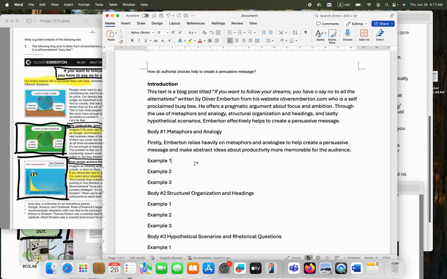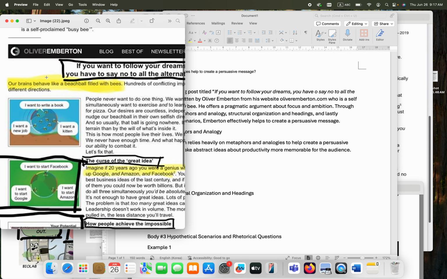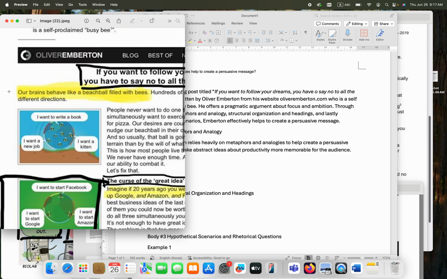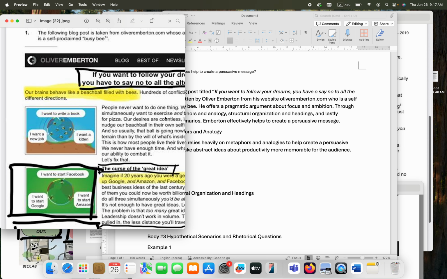So example one would be, if you can see here, this first sentence. Our brains behave like a beach ball filled with bees. And by the way, you do get 5 minutes of reading time before you officially start writing. It started this year, and this is the 2024 paper. So just make sure to read and gather your ideas.